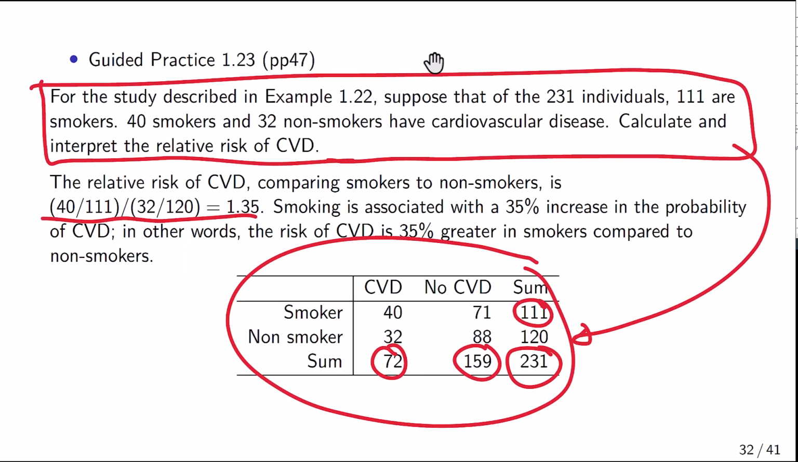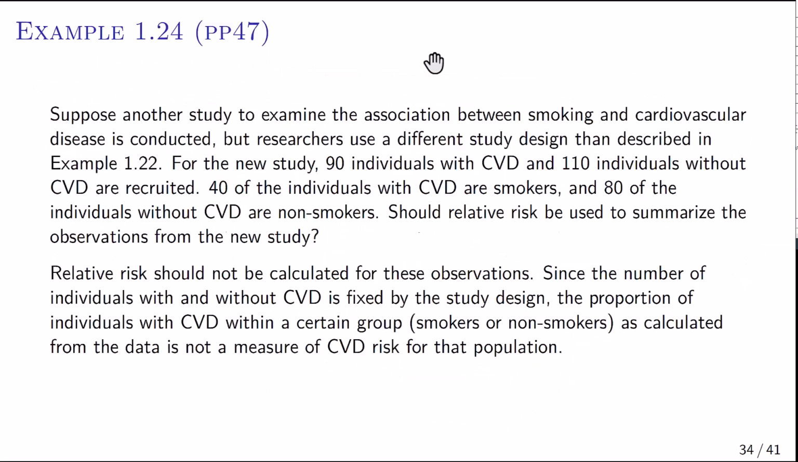So basically, here 231 people are randomly selected from a population, okay? And then after we selected 231, we observe whether they're smoker or not, whether they have CVD or not, okay? That's the way to design the study. The same thing for the LEAP data. But for this example, the same thing for the CVD example.